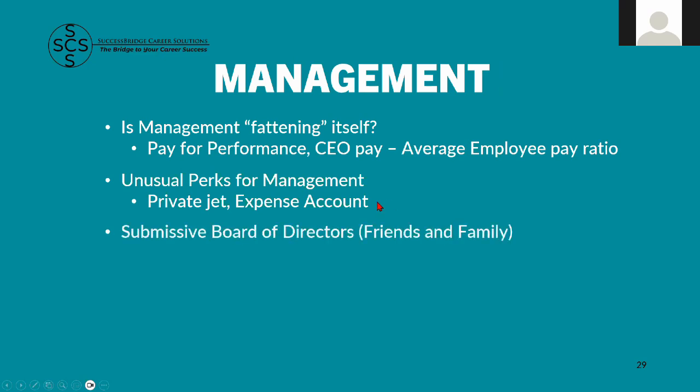And does the company have a very submissive board of directors? What does that mean? A lot of these founder or promoter companies used to have friends and family within the board of directors, and so anything that the senior management or the founder of the company wanted, the board just gave a rubber stamp. So it was basically a rubber stamp board.